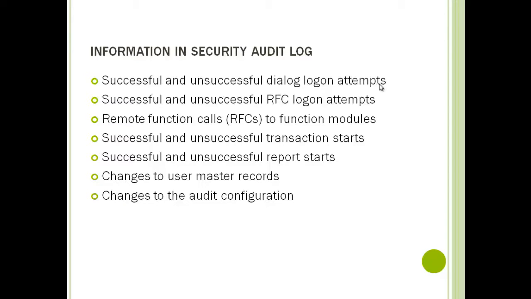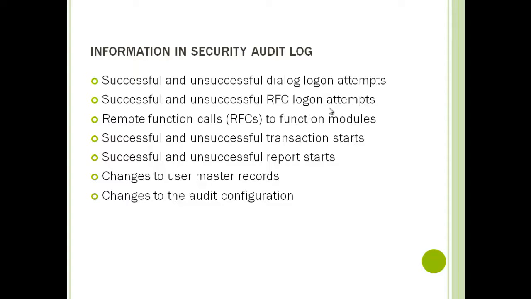The next one is successful and unsuccessful RFC logon attempts, because RFC logon is also very important. We need to record how many successful or unsuccessful logons are made from an RFC destination, from a remote system. The next one is RFC function calls, that is RFCs to function modules. It will give you the RFC detail for the specific function modules. Then the next one is successful and unsuccessful transaction starts.